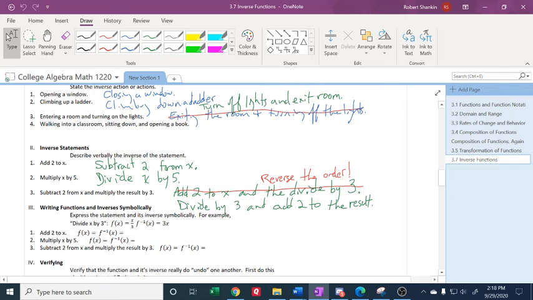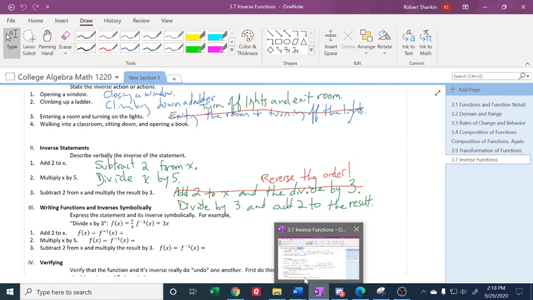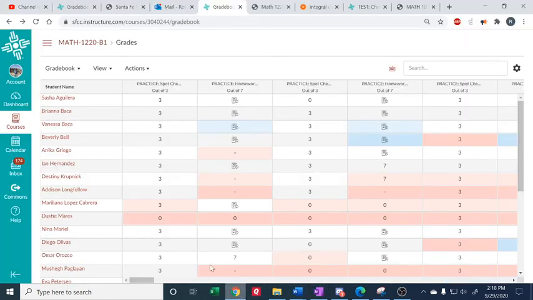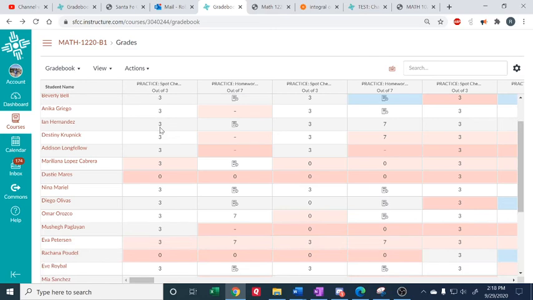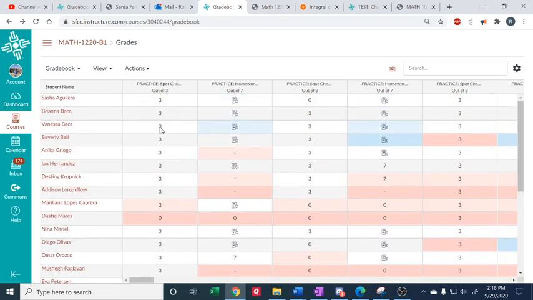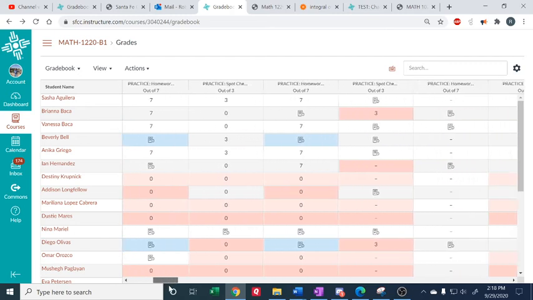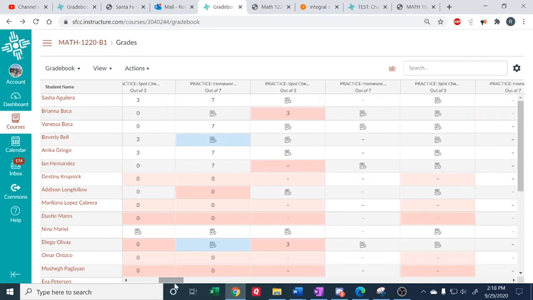Okay, and your name is? Vanessa. Vanessa? All right. Yeah. Let me look back. Vanessa Baca, and at 3.1 spot check? Is that right? Because Vanessa, I'm missing practice spot check for composition of functions and the practice homework and the spot check for 3.4.